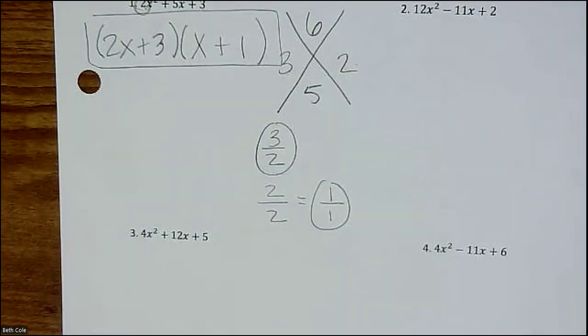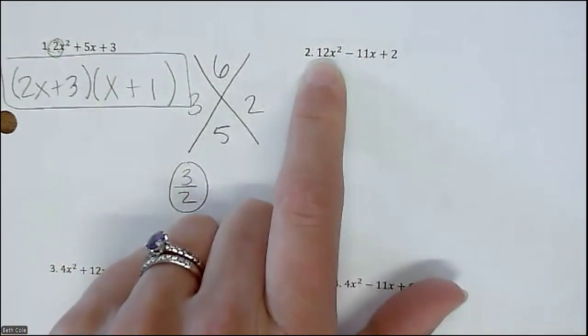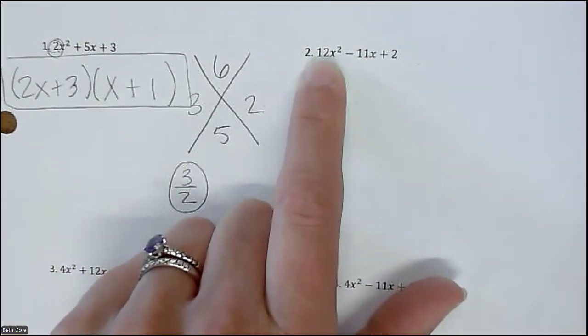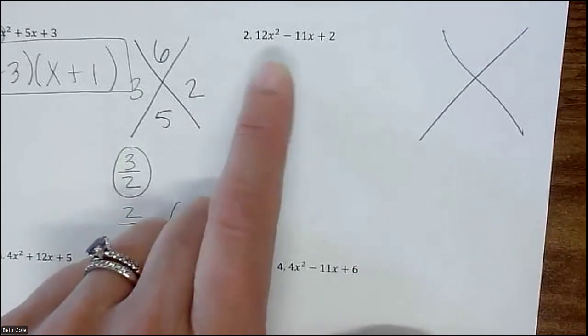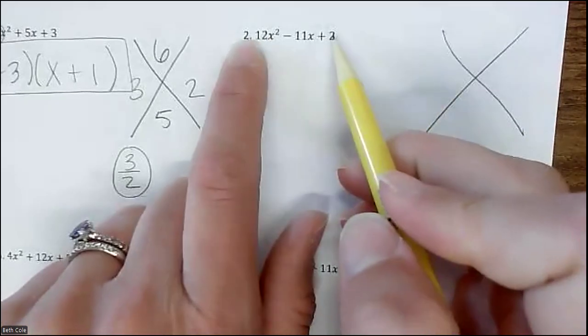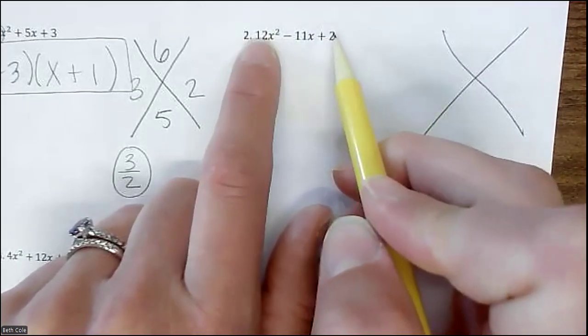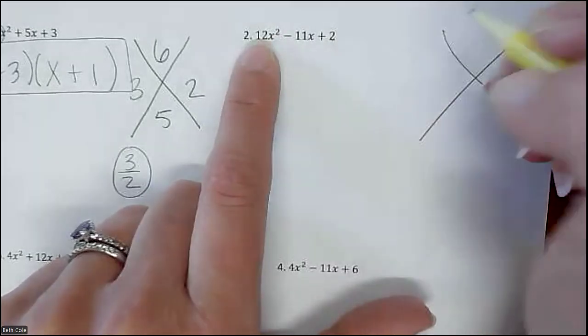All right, let's try it again. And the first thing that you want to notice is, do you see how there's a number in front of the x squared? It's a more complicated problem, right? So draw your x box, and this was the one step that you kind of missed here. I'm going to explain it right now. You multiply the first and the last number. So it would be 12 times 2, which is 24.